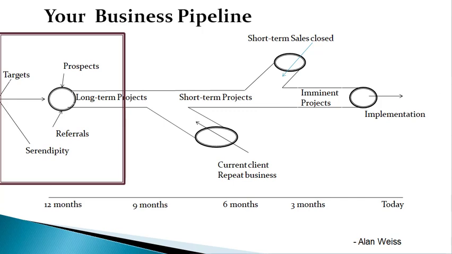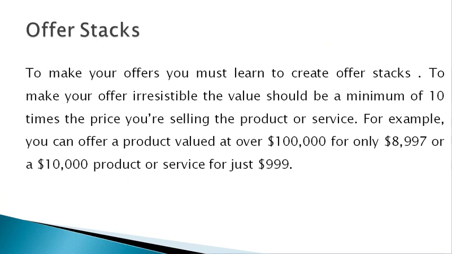We're not going to go deep into that. Our offer stack. Therefore, to make your offers, you must learn to create offer stacks. To make your offer irresistible, the value should be a minimum of 10 times the price you are selling your product or service. For example, you can offer a product valued at $100,000 for only $8,997, or a product valued at $10,000 for just $999. That is how you make your offer irresistible. Americans call this a no-brainer. A no-brainer means that you don't need to think so hard to decide that, yes, this is an offer that I cannot afford to miss.